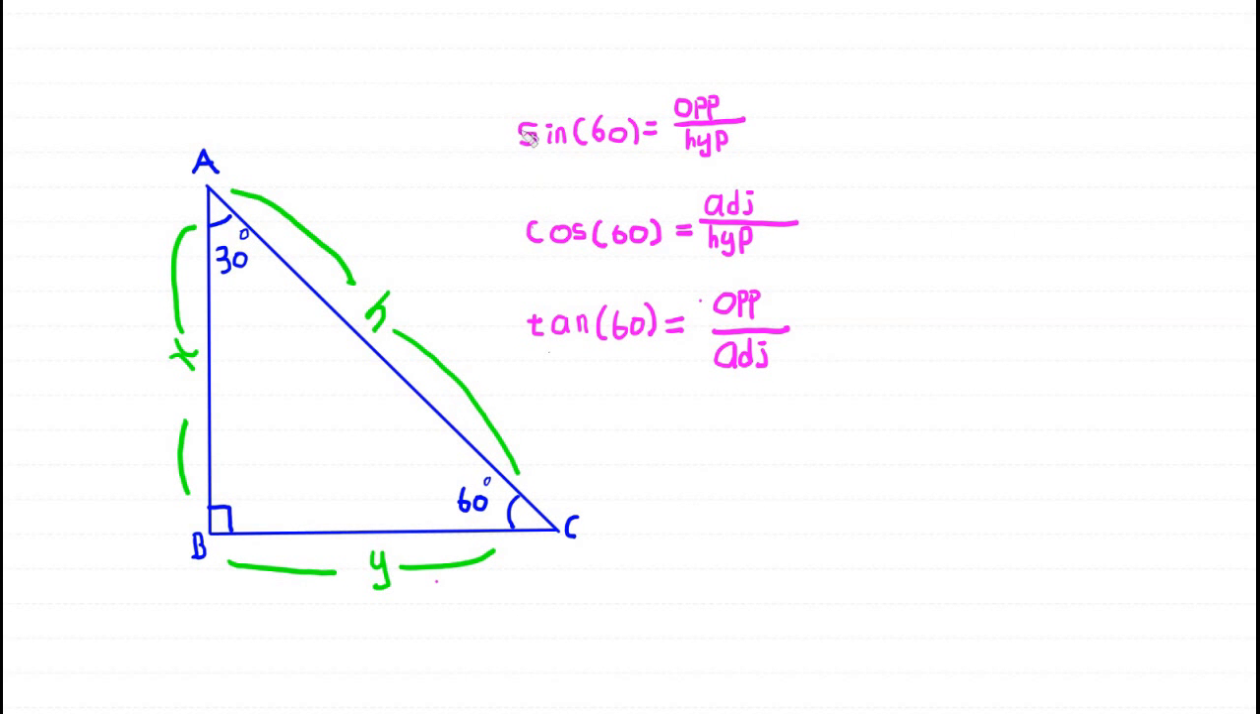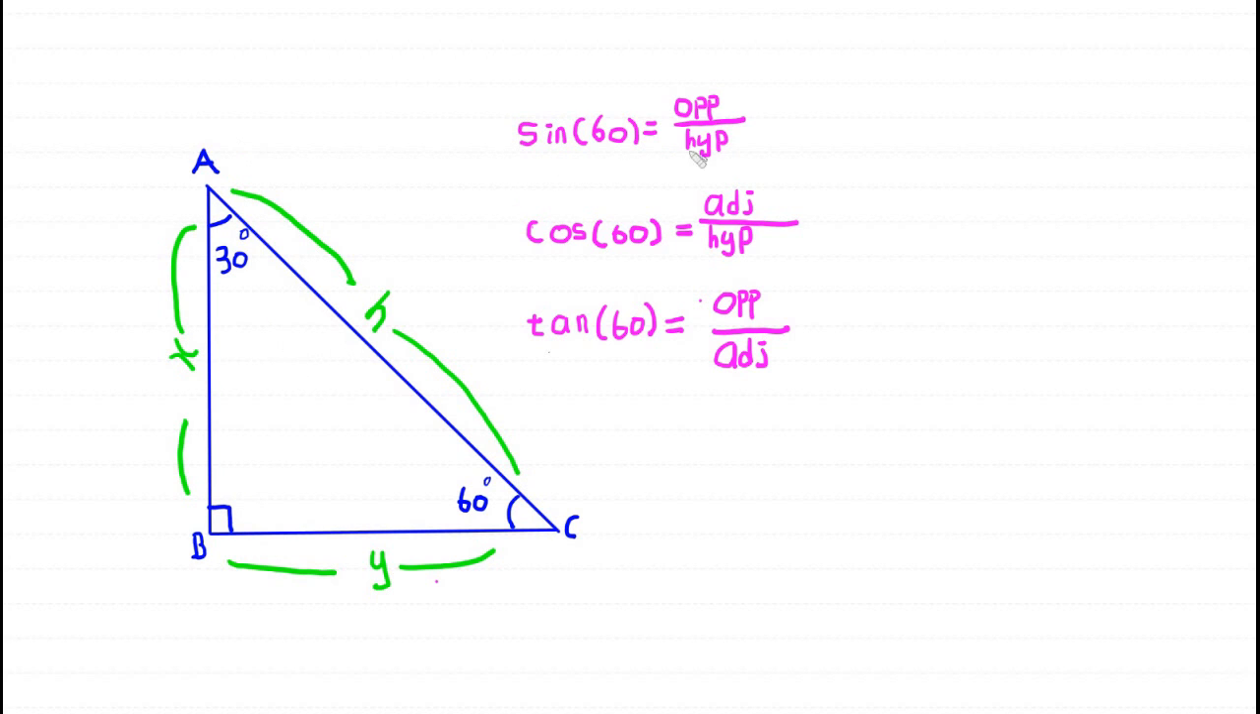So I'm going to talk about these main three trigonometric functions: sine, cosine, and tangent. And I'm going to talk about some formulas about these three trigonometric functions in detail. At first, we can only apply these three trigonometric functions when the triangle is a right triangle.